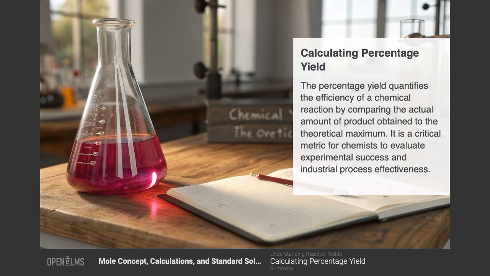Calculating percentage yield. The percentage yield quantifies the efficiency of a chemical reaction by comparing the actual amount of product obtained to the theoretical maximum. It is a critical metric for chemists to evaluate experimental success and industrial process effectiveness.